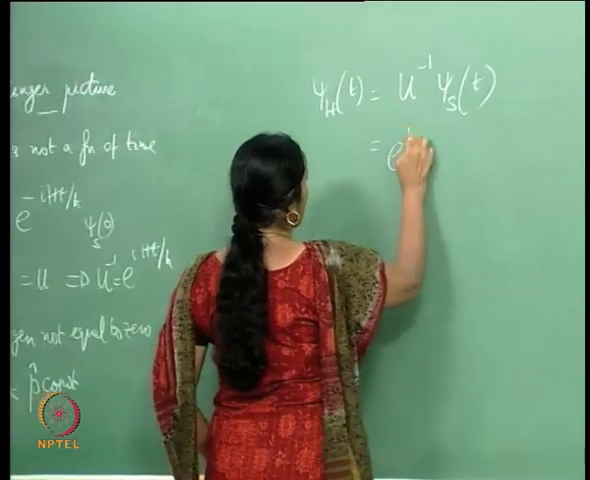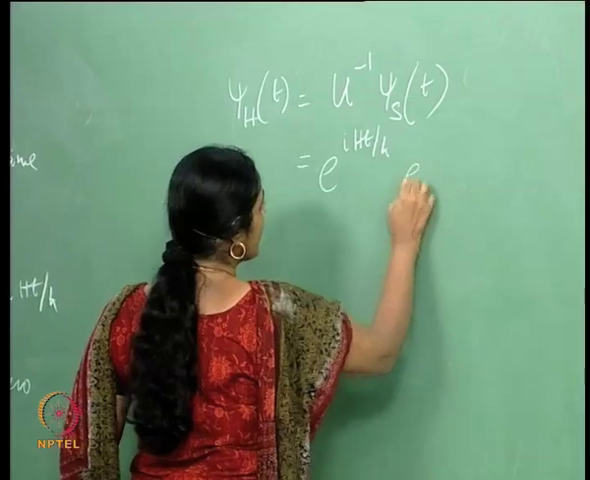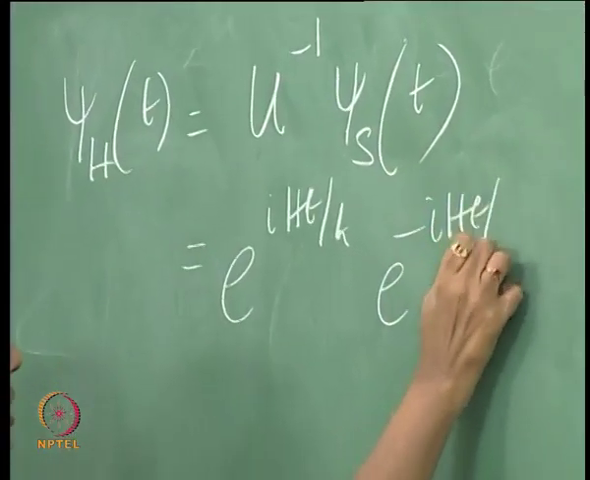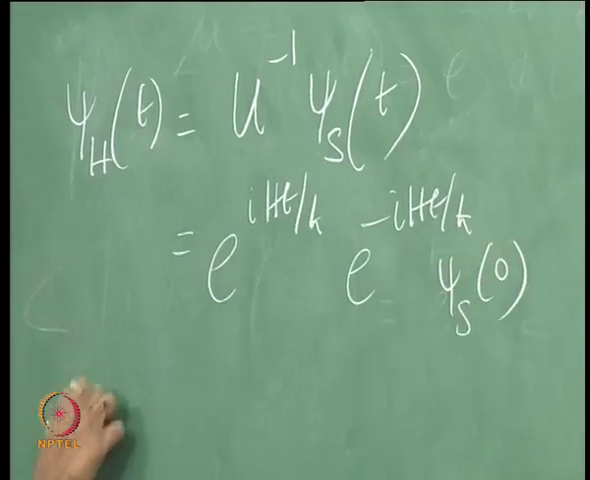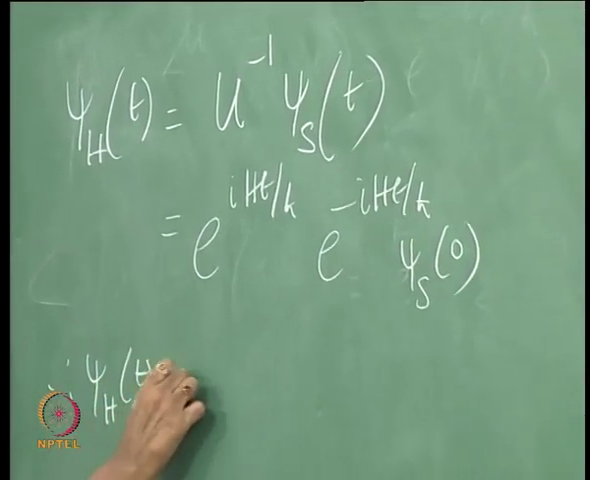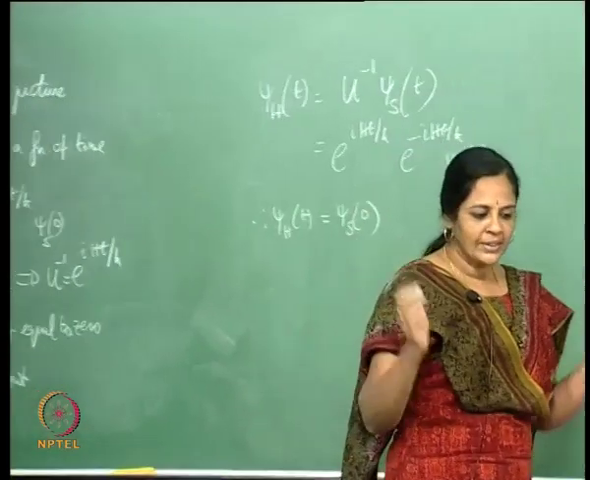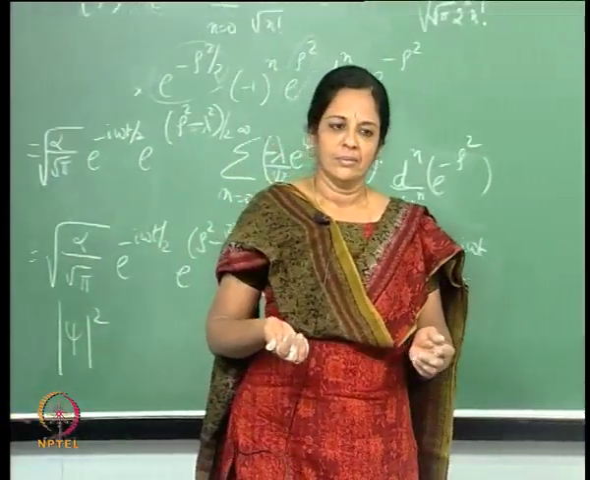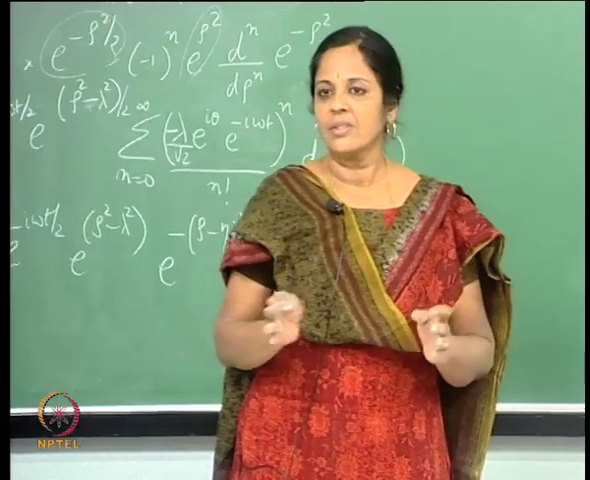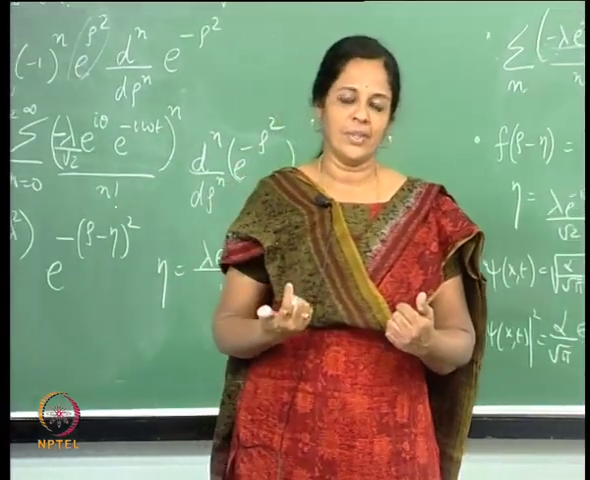So, I have e to the i H t by h cross. Psi_S of t is e to the minus i H t by h cross psi_S of 0, and therefore, the state vector in the Heisenberg picture does not evolve in time. You take the initial state in the Schrodinger picture, and that is going to be the Heisenberg picture state vector for all times. So how does the dynamics come in?